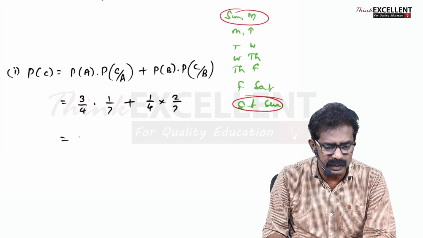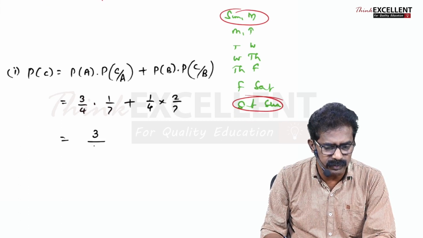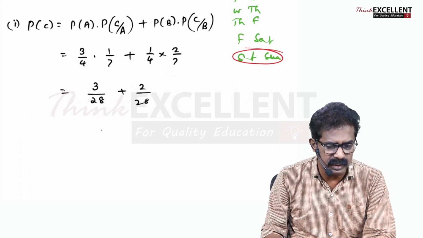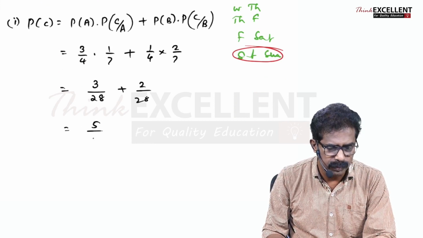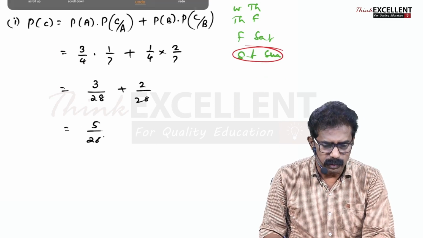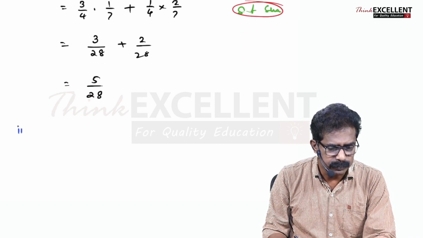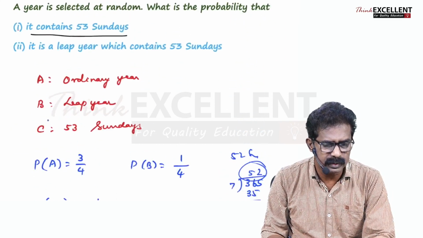Don't cancel anything. 3 into 1, 3 by 7 fours are 28, plus 1 into 2, 2 by 28, so your answer is 5 by 28, right? So this is the answer for the first part. Now let us see the second part. See what they asked here.